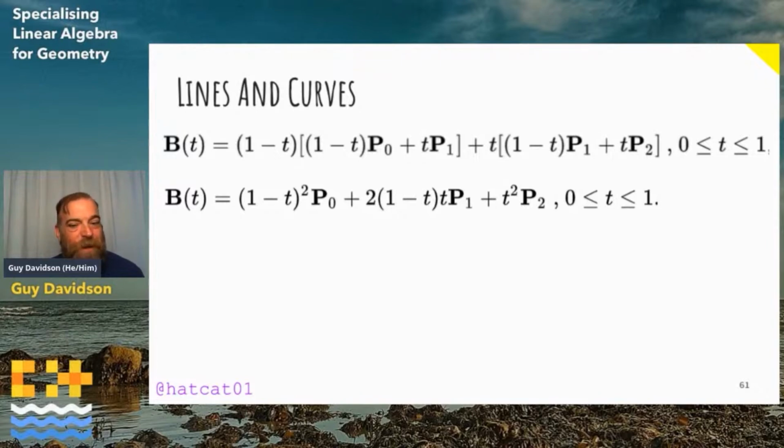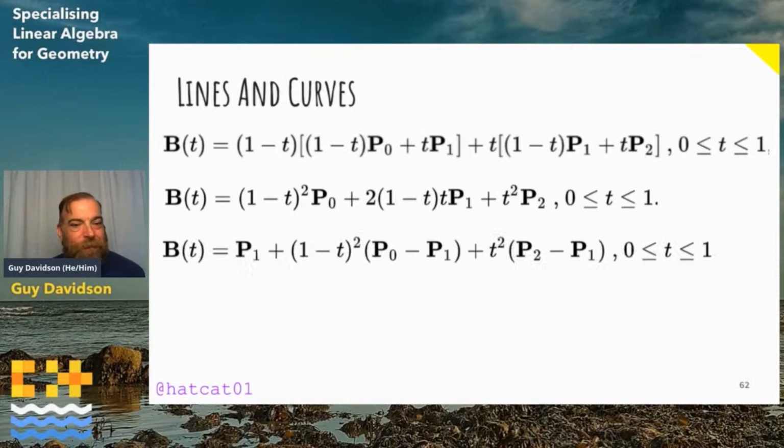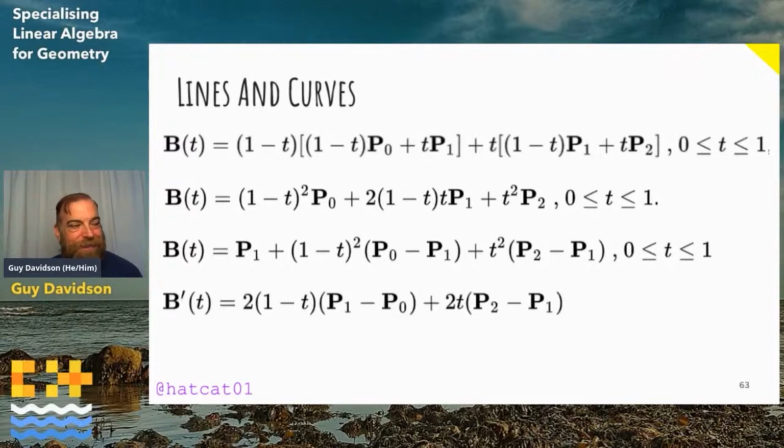And this can be written in a way which highlights the symmetry with respect to p1. Now, the derivative for this with respect to t is that. Now, this is interesting because we can see from this that the tangents to the curve at p0 and p2 intersect at p1. And as t increases from 0 to 1, the curve departs from p0 in the direction of p1 and then bends to arrive at p2 from the direction of p1.